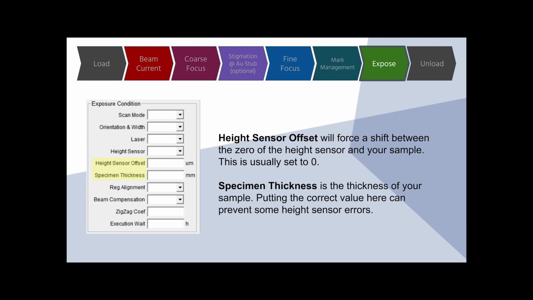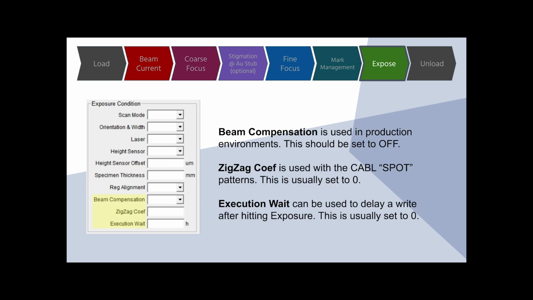I will skip reg alignment for a moment. Don't worry, we will come back to this. Beam compensation is used in production environments. This should be set to off. Zigzag coefficient is used with the cable spot patterns. Unless you are using these patterns, set this to 0. Execution weight is used to delay a write after hitting exposure. This is usually set to 0.